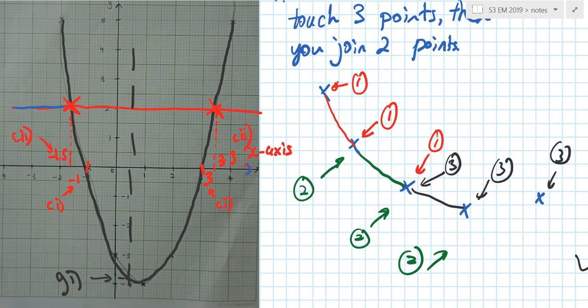The what top? Touch the graph, then you go the other way. Find the value of Y. Read your C part 1 in question 1.